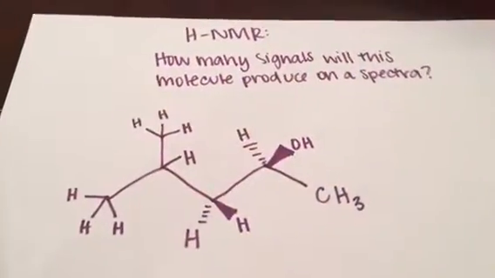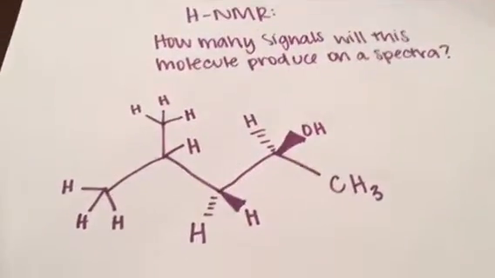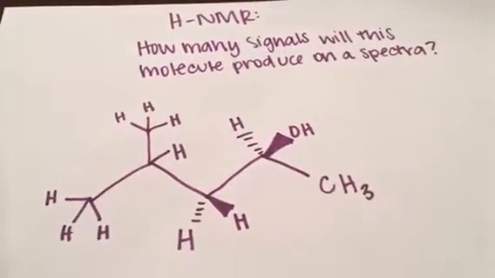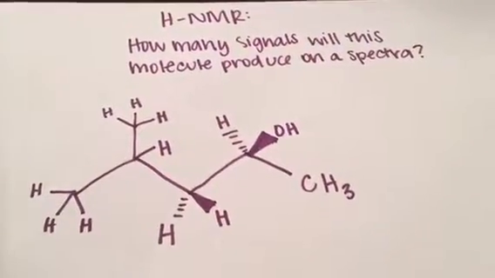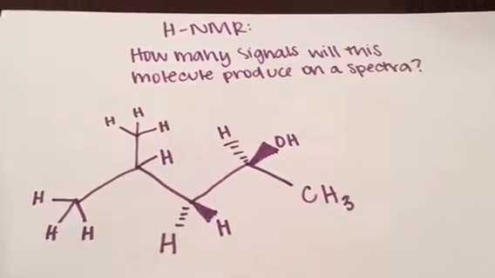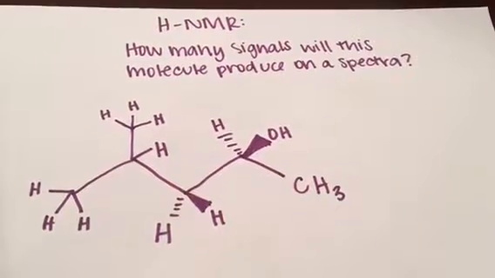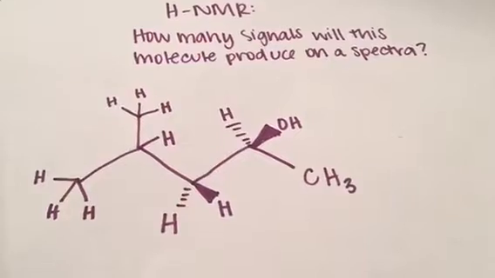So today I was gonna help explain a problem regarding the HNMR signals for a certain structure. So HNMR, or also called proton nuclear magnetic resonance, is a form of spectroscopy that helps to give information about the structure of a given molecule. So this question is asking how many signals will this molecule produce on a spectra. So the number of signals is the same thing as asking about the unique chemical environments, or in other words, how many different types of protons are there on a molecule.